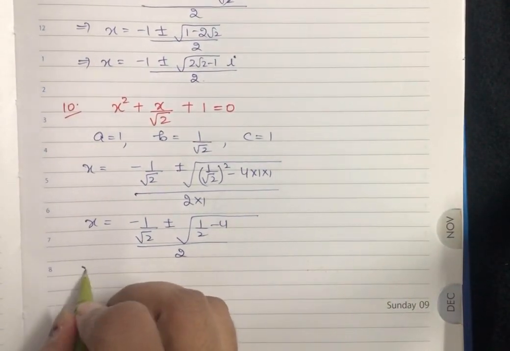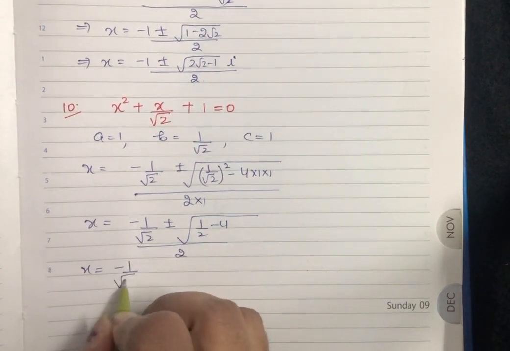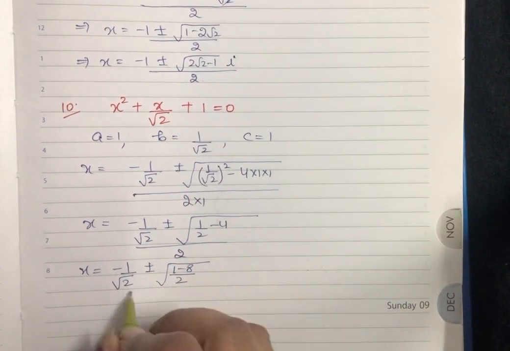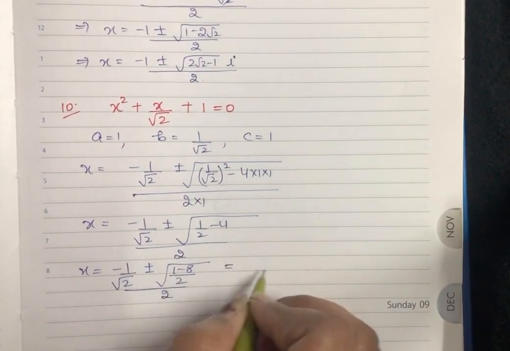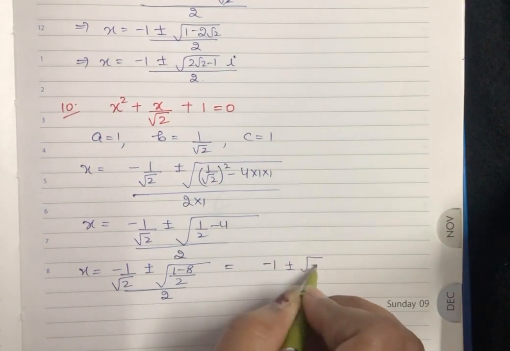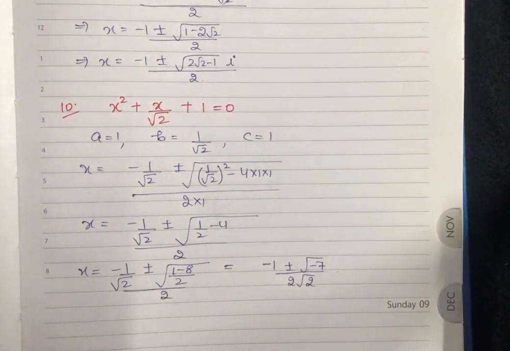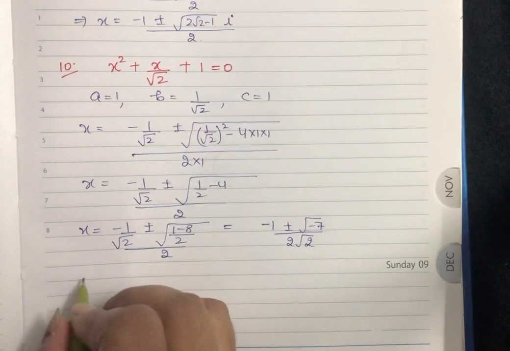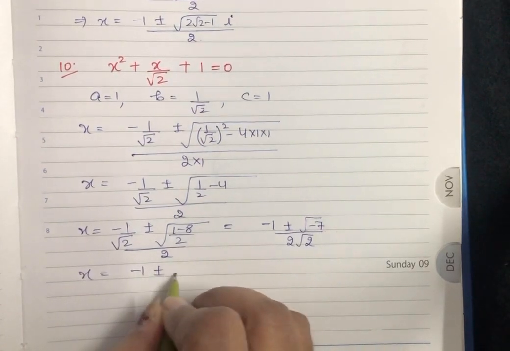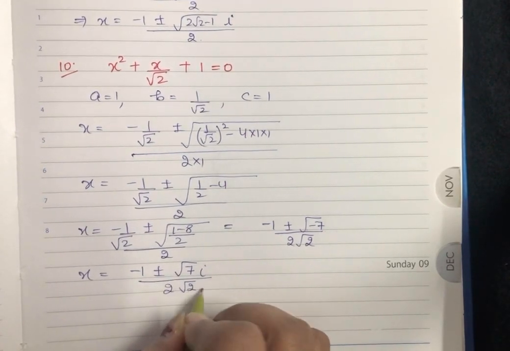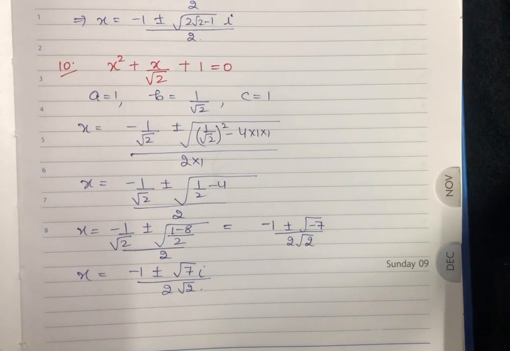So this can further be written as minus 1 by root 2 plus minus under root 1 minus 8 by 2 upon 2, which is equal to minus 1 plus minus under root minus 7 by 2 root 2. This root 2 will come in the numerator. So the value of x becomes minus 1 plus minus under root 7 iota by 2 root 2. So this is the required value of x. So this completes the exercise and the last question of this exercise.